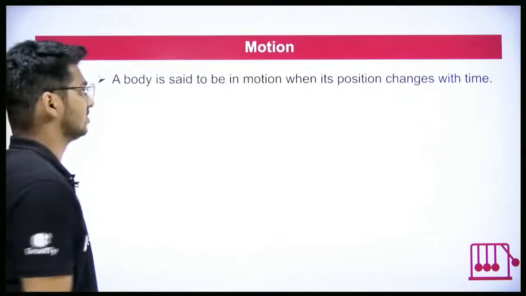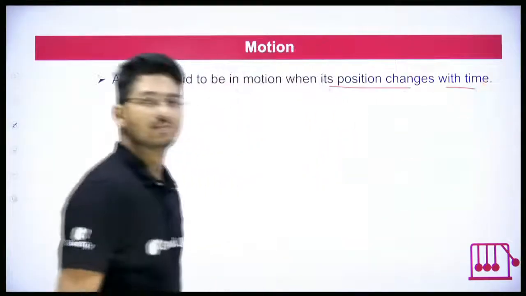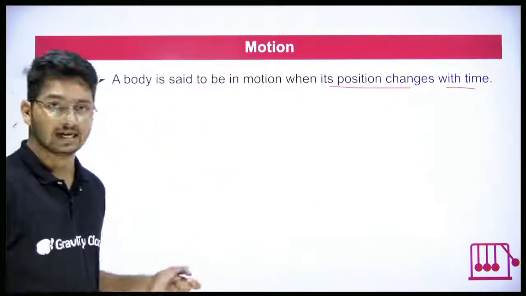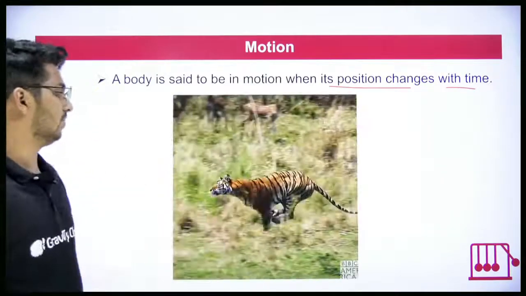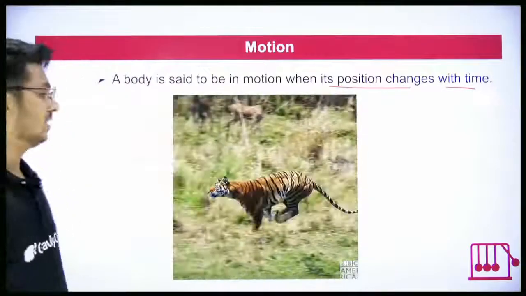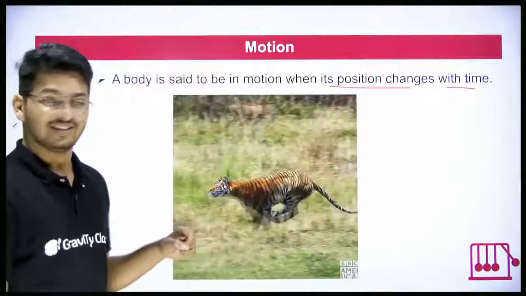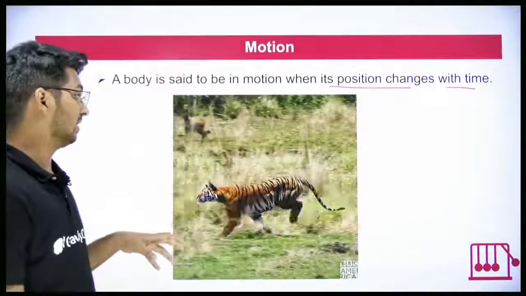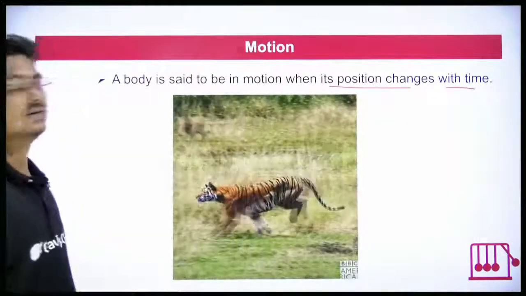So what does motion mean then? It's very simple. Its position changes with time. Whenever a body's position changes with time, we say that that object is in motion. For example, you can see a tiger running, and the position of the tiger is changing in the animation. The tiger is in motion. Simple? Okay.